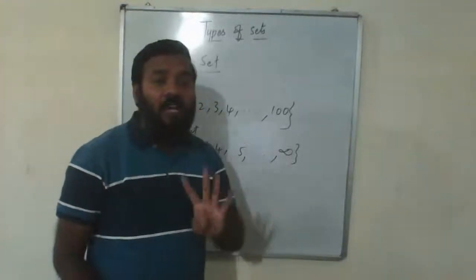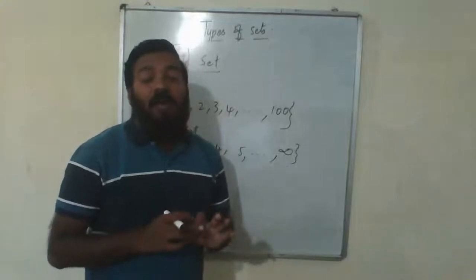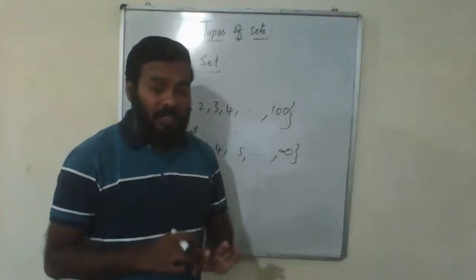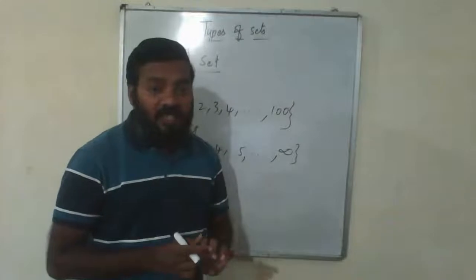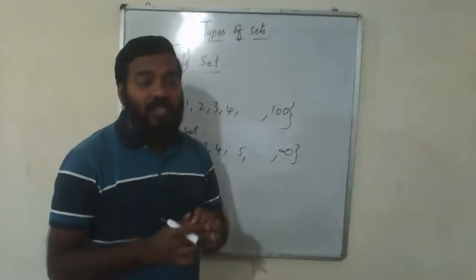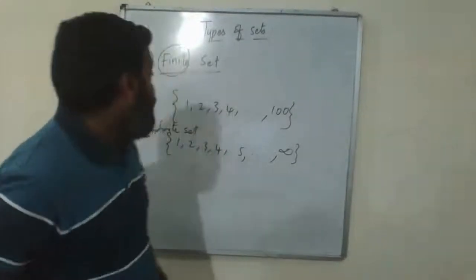Till now we have learned 4 types of sets. One is the void set, that is the empty set or null set. Second is the singleton set. Third is the finite set. Fourth is the infinite set.